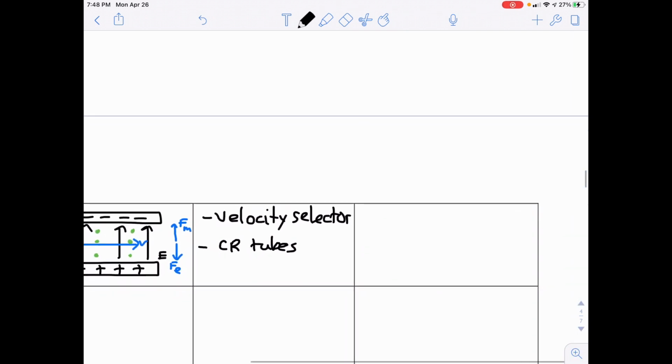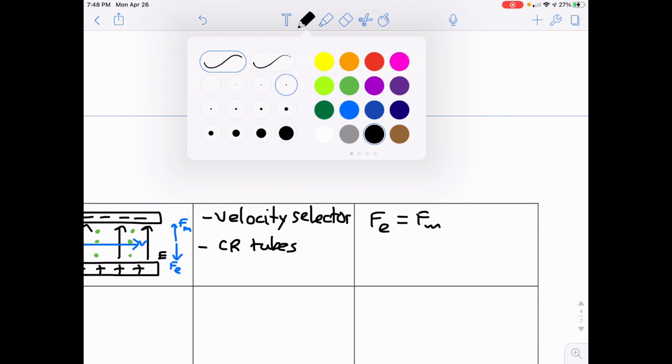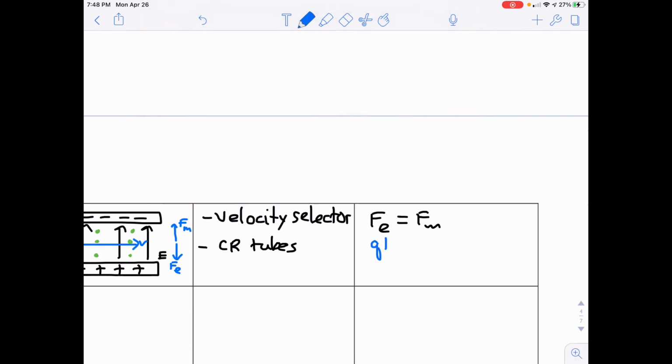And the way to reason this one out, of course, is electric force balances magnetic force. Therefore, QE balances QVB. Since the charge is the same, E is equal to VB, or the velocity is the electric field divided by the magnetic field.